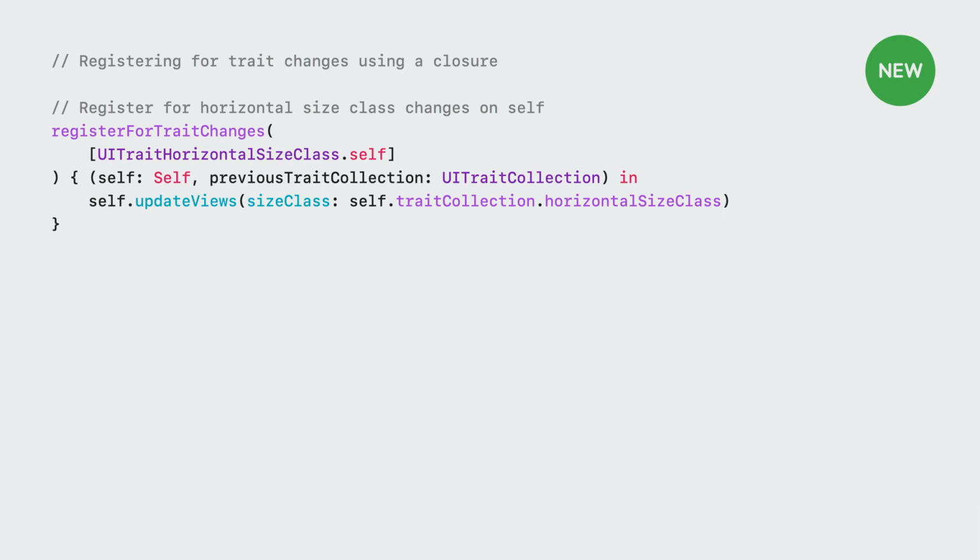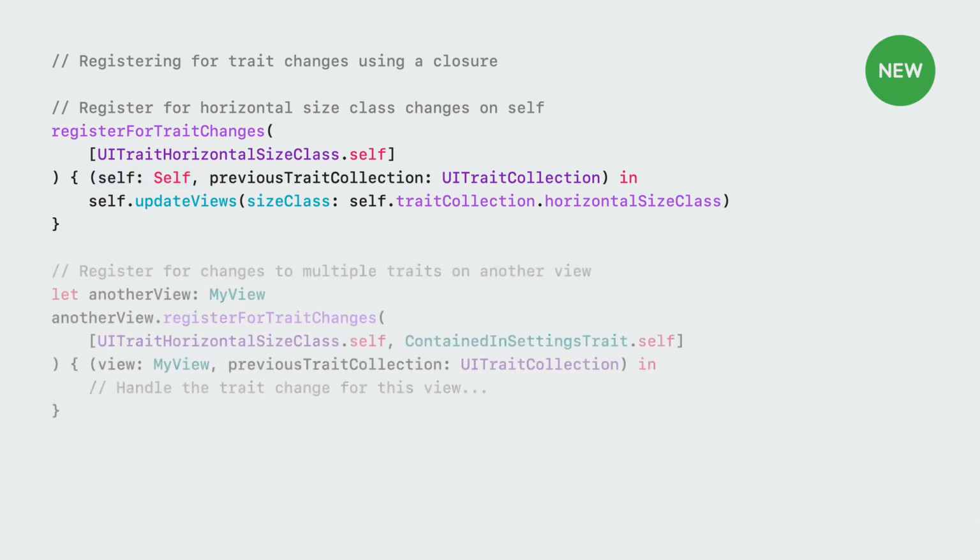I'll start with the closure-based method. I call register for trait changes and pass an array of traits to register for. There are new UI trait symbols for all of the system traits, such as this one for horizontal size class. Then, I pass a closure that is called when those specific traits change. The closure is not called for changes to any other traits, so there's no need to compare old and new trait values here. The object whose traits have changed is passed as the first parameter to the closure. Use this parameter so you don't have to capture a weak reference to that object. When you're registering for trait changes on self, always write self:self here.